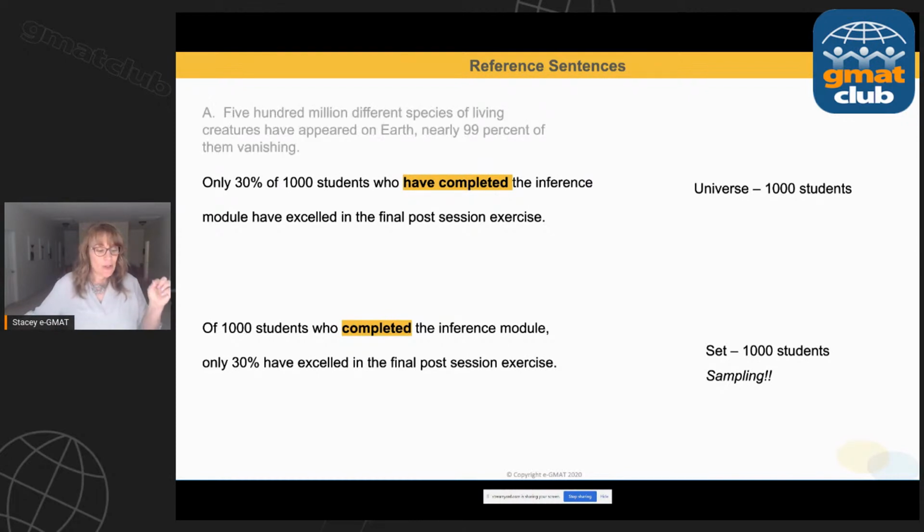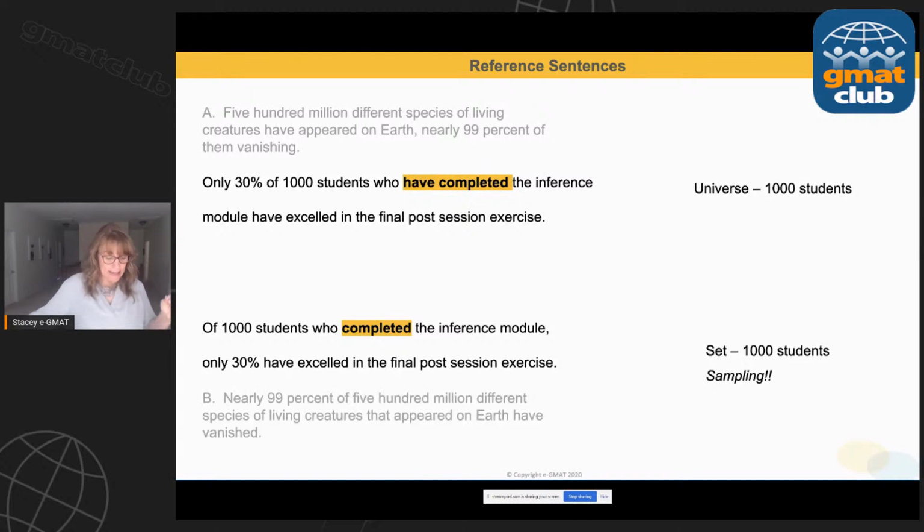Now, choice A, 500 million different species of living creatures have appeared on Earth. That gives us a sense of totality, that over the course of time, the total number is that 500 million, all right? Whereas in choice B, we get nearly 99% of 500 million. So choice B gives us that difference in meaning being communicated, that we get a sampling or a part of that 500 million. So choice B doesn't communicate that same totality that we get with choice A.